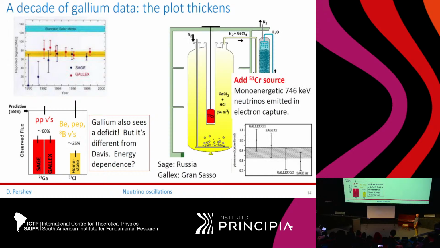So to build up that evidence a little bit, first let's try to calibrate the detector. So we know that these gallium atoms will absorb neutrinos at low energies. So let's just put in a radioactive source. Chromium-51 will decay by electron capture and give you a neutrino with a monoenergetic 746 keV.